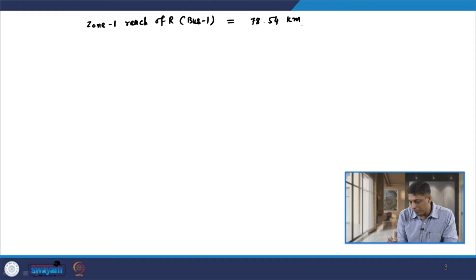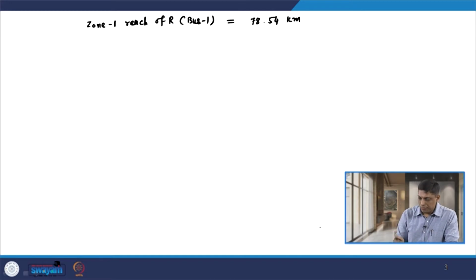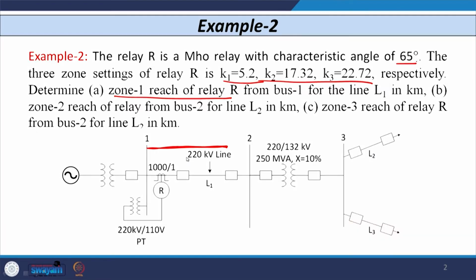comes out to be 78.54 kilometer. You can see that the numerator is in ohm and the denominator is in ohm per kilometer, so you get kilometer. So the first part is completed: the zone 1 reach of relay R in terms of kilometers from bus 1. This length covered by relay R in the first zone is 78.52 kilometer. So that we have calculated.